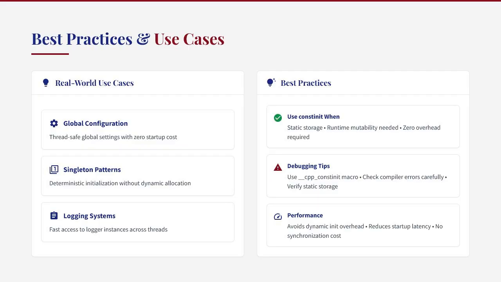When deciding whether to use constinit, consider if you need static storage for global or static variables, runtime mutability, where you need to change the value after initialization, and zero initialization overhead for performance-critical code. For debugging, use the __cpp_constinit macro to check for compiler support and carefully check compiler errors. The compiler will tell you if an initializer isn't a constant expression. Remember that constinit is not a silver bullet. It's a tool for specific situations where you need compile time initialization but also need runtime mutability.